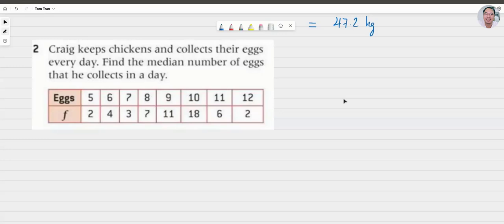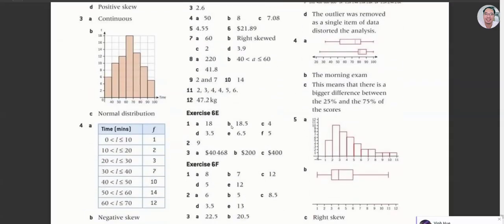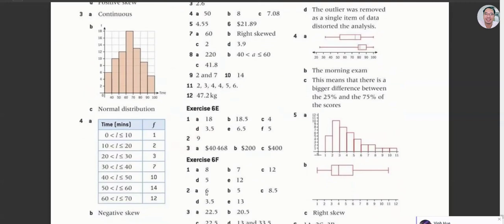Okay, I got the histogram. Oh, I mean median. Let me just find the median. Mean is 9. Mean, usually they use the letter mu here or x bar. You said 9? Well, median is 9. Okay. Mean is like 9.06. Median Q2 is 9. Okay. This is question 6E, question 2. Yeah, that is 9. Well done.